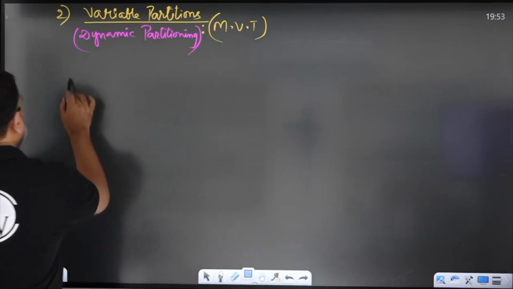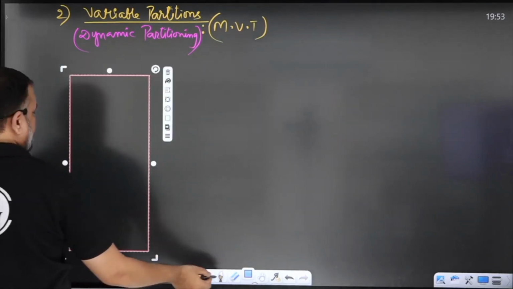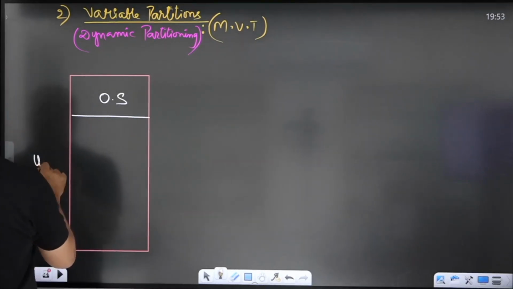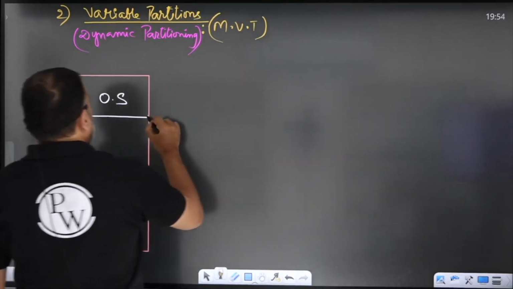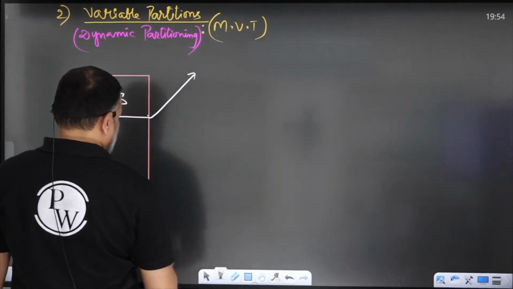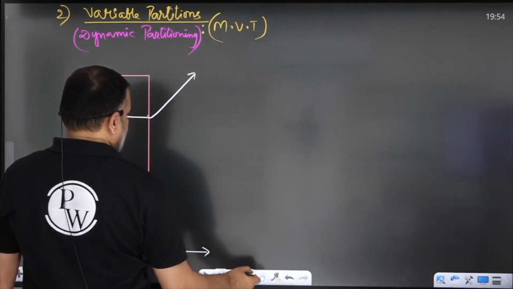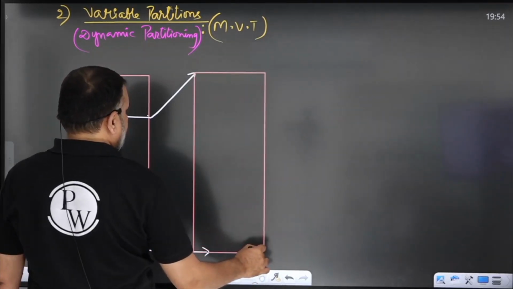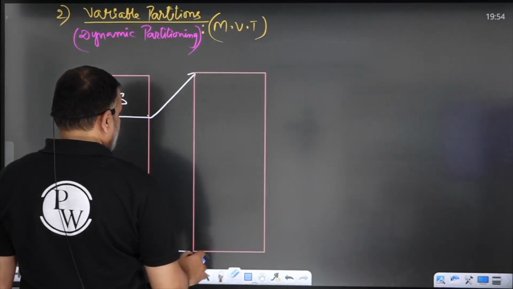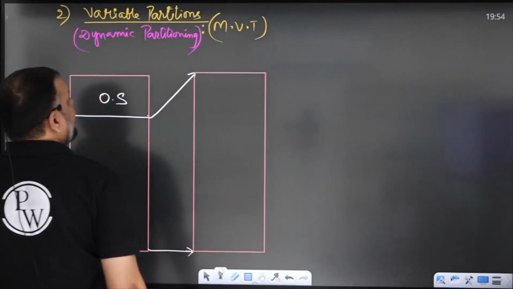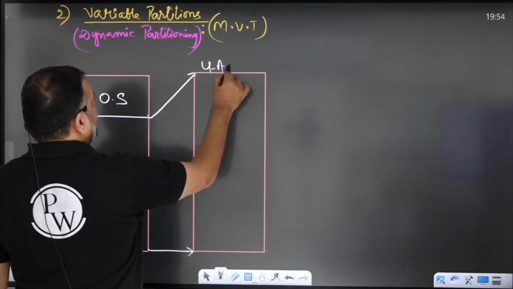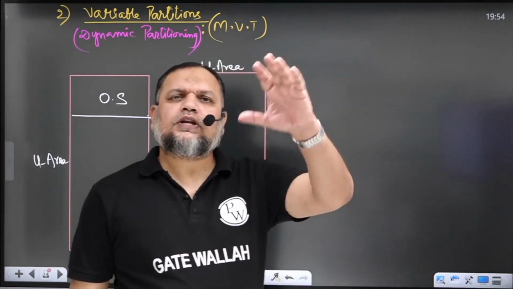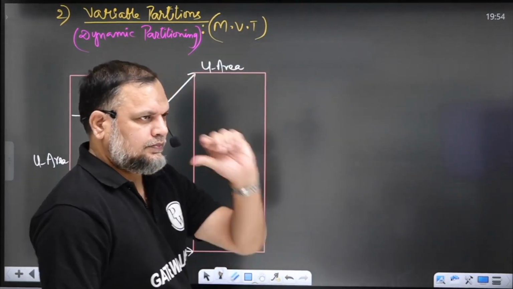Let's say this is our memory. As usual, a portion of it is for the operating system area, and this is the user area. Again, I enlarge the user area for partitioning. There is no fixed partitioning here. The whole user area is one free chunk, one free hole, hole.